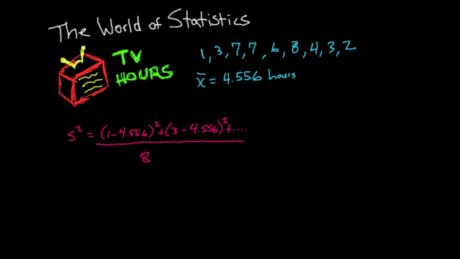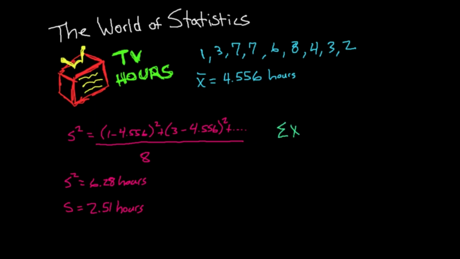And once we do that, you should be able to see that our s squared is equal to 6.28 hours, and our standard deviation is 2.51 hours. So that's using the first formula. Let's go ahead and look at the second formula.